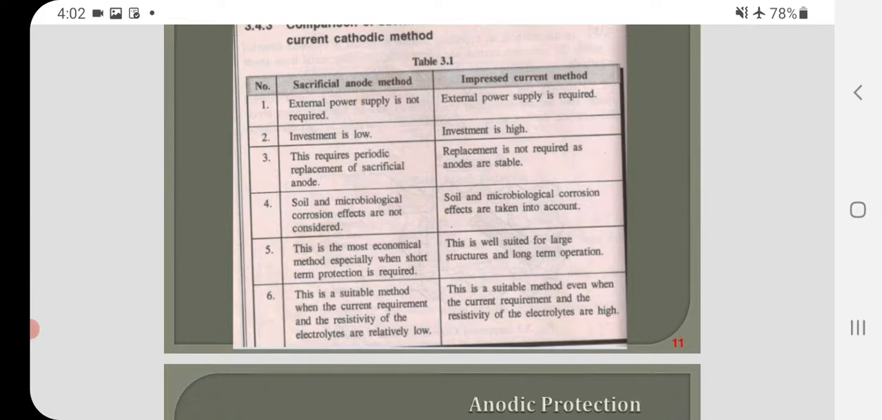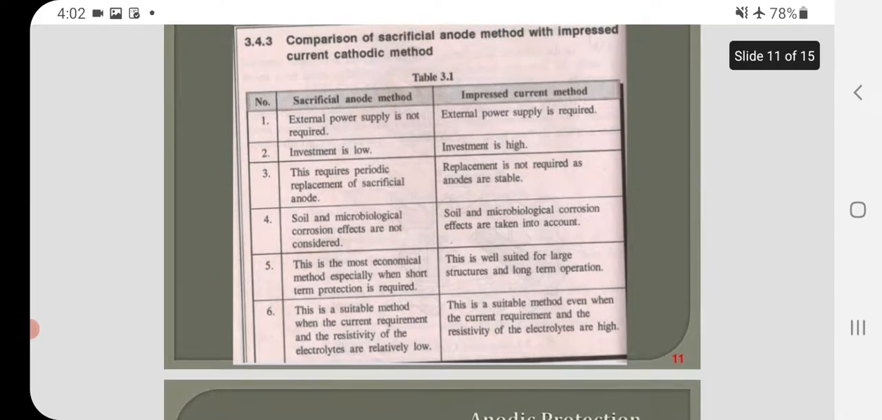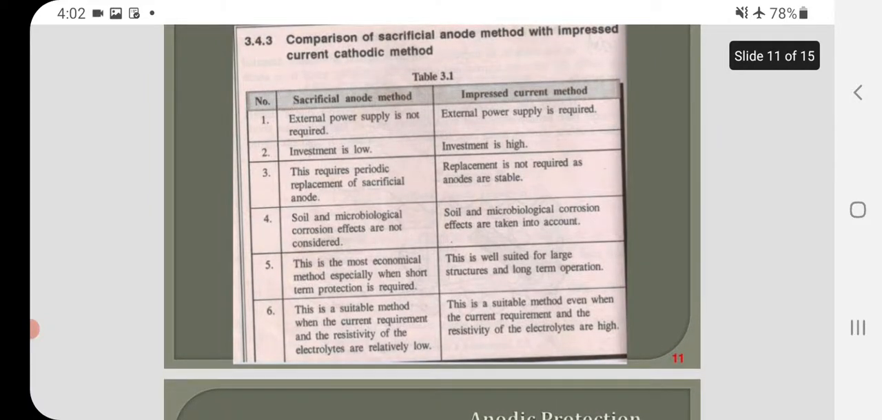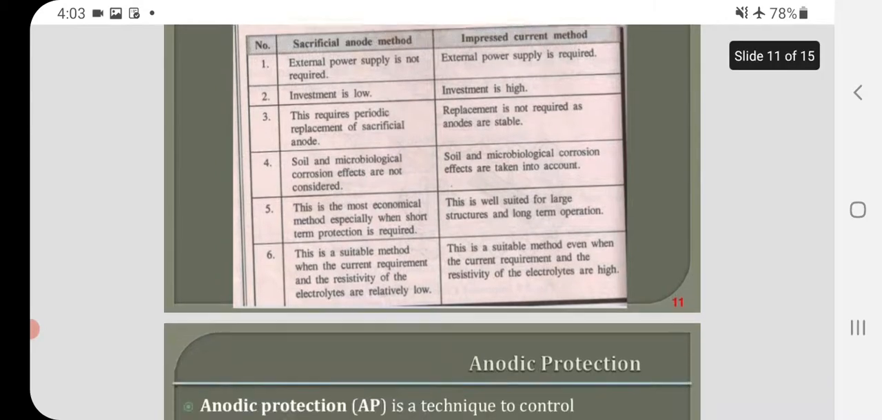This is the most economical method, especially when short-term protection is required. The impressed current method is well suited for large structures and long-term operation. The sacrificial method is suitable when the current requirement and the resistivity of the electrolyte are relatively low. The impressed current method is suitable even when the current requirement and the resistivity of the electrolyte are high.